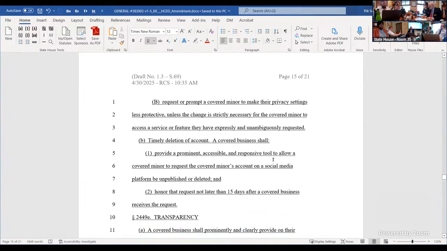Okay, subsection B, timely deletion of account. A covered business shall provide a prominent, accessible, and responsive tool to allow a covered minor to request the covered minor's account on a social media platform be unpublished or deleted, and honor that request not later than 15 days after a covered business receives the request.